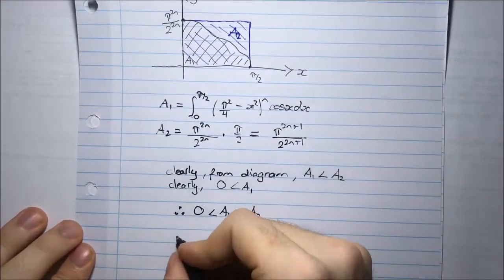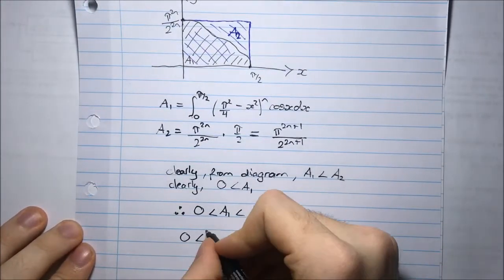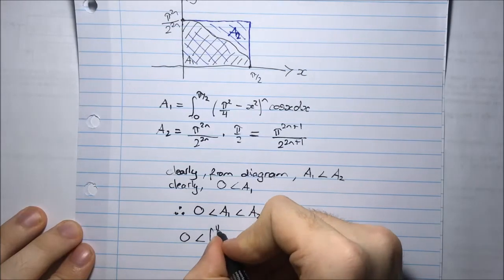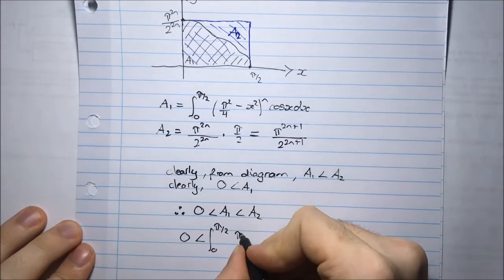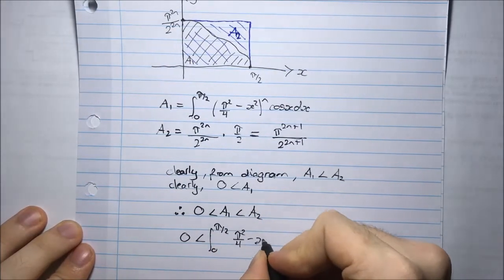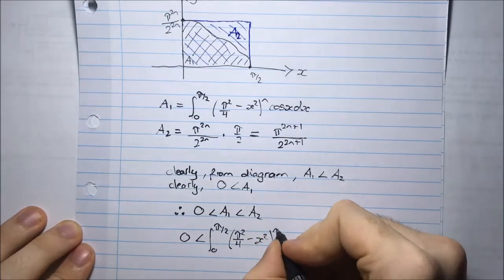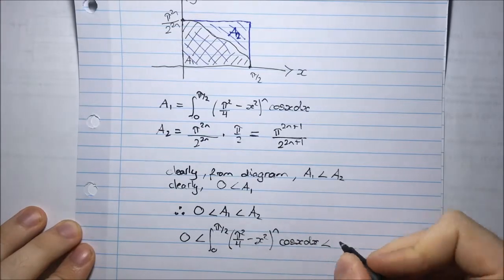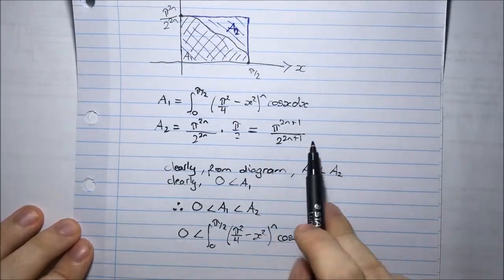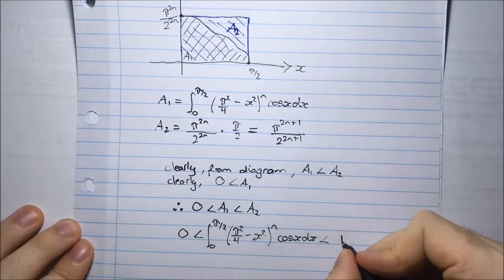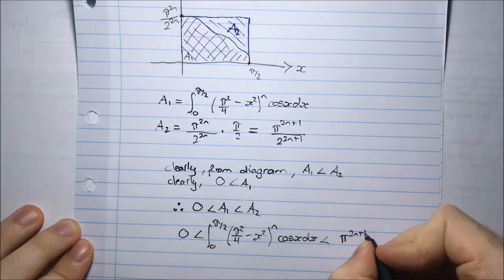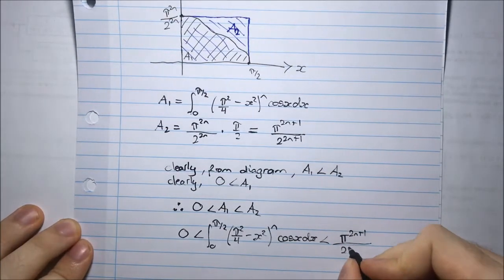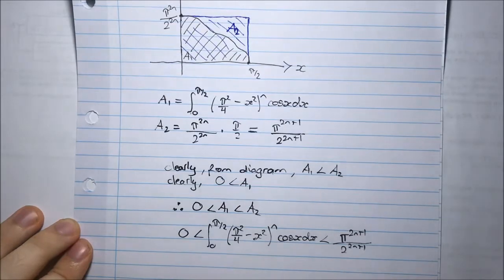Which is to say what? It's saying that 0 is less than the integral from 0 to pi on 2 of pi squared on 4 minus x squared to the n, cos x dx, which is less than this expression, pi to the 2n plus 1 divided by 2 to the 2n plus 1. Good.